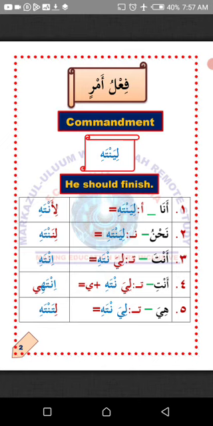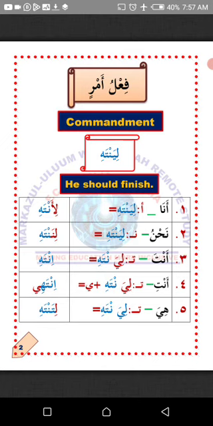Liyantahi simply means he should finish, and he in Arabic is huwa, being the opposite of hiya, she. So how do we now change the verb liyantahi to suit the following pronouns? Wahid, number one. Ana, I. So how do we change the verb liyantahi to suit ana? All you need to do is to detach ya'un and attach alifun. So the verb liyantahi will now become li'antahi, which means I should finish.